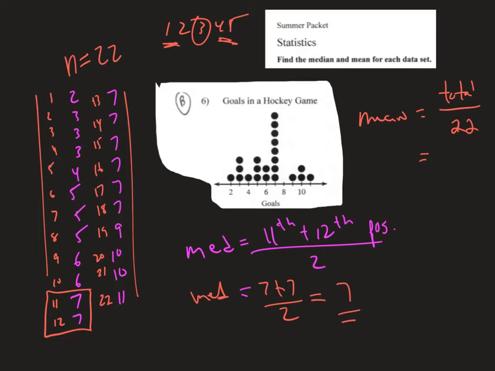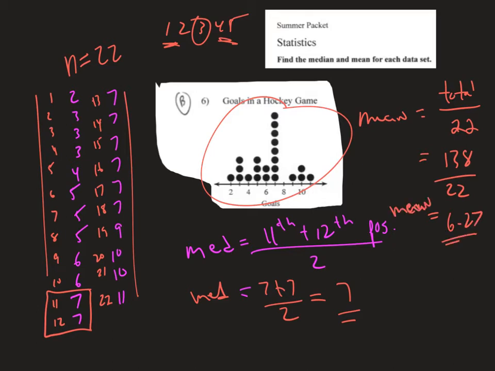Back to the mean. I know that the total of all of these values adds up to be 138, and there's 22 items there. So I'm going to divide by 22. I'm going to get 6.27. So that is our mean. Now notice that the mean and the median are pretty close in value. That means that what's typical can be described fairly accurately by both the mean and the median, although the median is always a good number to use.